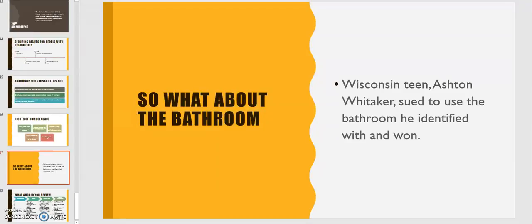All right, so what about the bathroom? Wisconsin teen Ashton Whitaker sued to use the bathroom that he identified with, and he won. He said, I want to use the bathroom that I identify with. I no longer identify myself as a female, I identify myself as a male, and I'd like to go in the male bathroom. In the circuit court, he won his case, and theoretically, we now have to allow people to use whatever bathroom they identify with. At Bigfoot High School, to try to circumvent this a little bit, we have created a gender neutral bathroom that anybody can use no matter what your gender is.